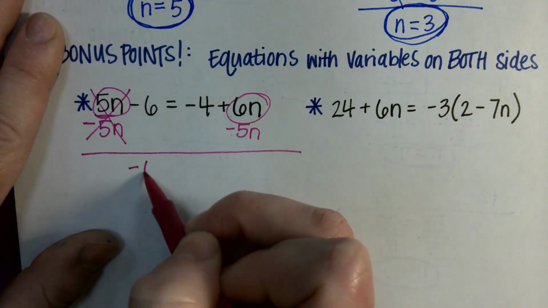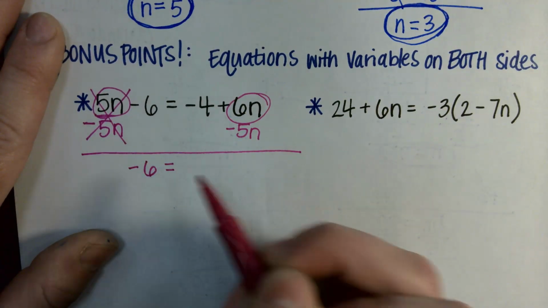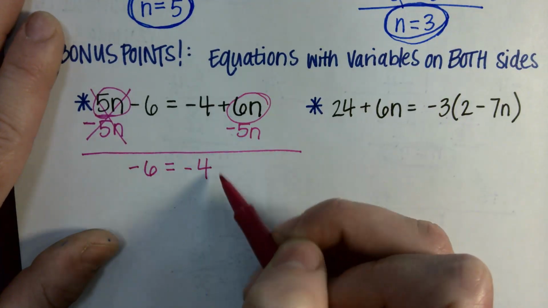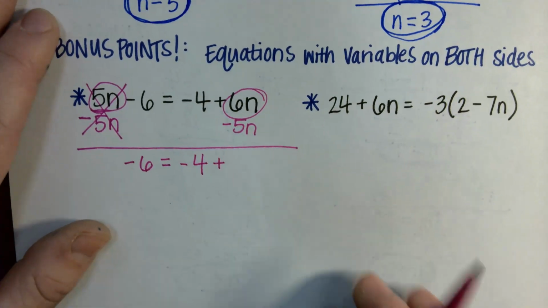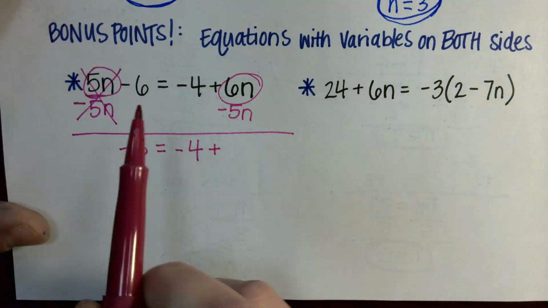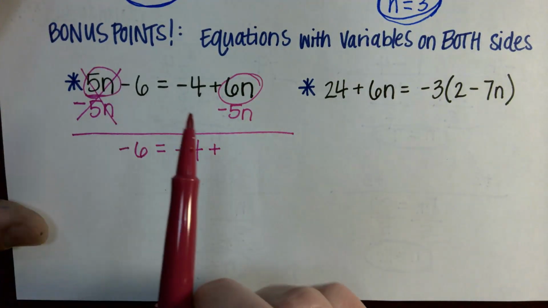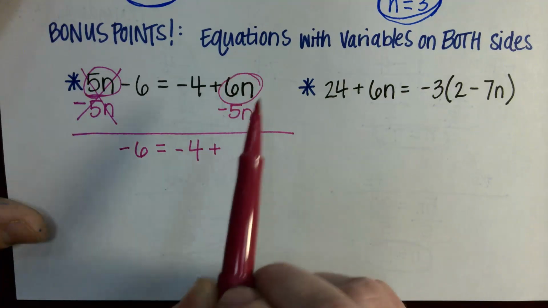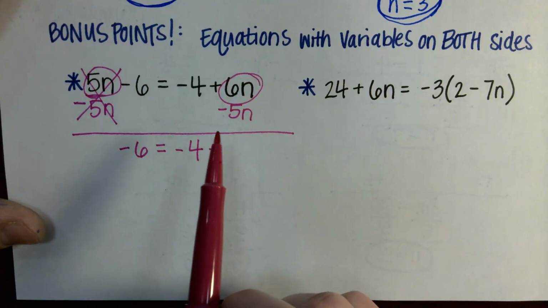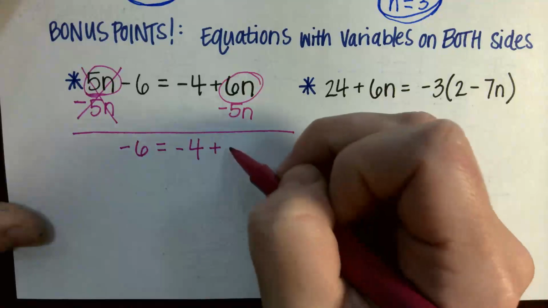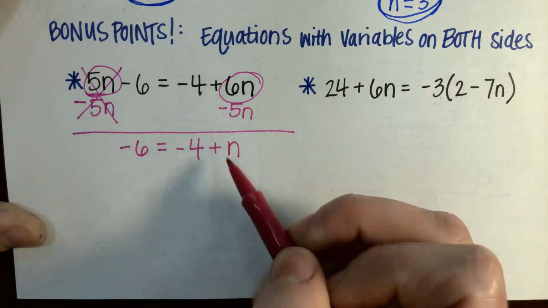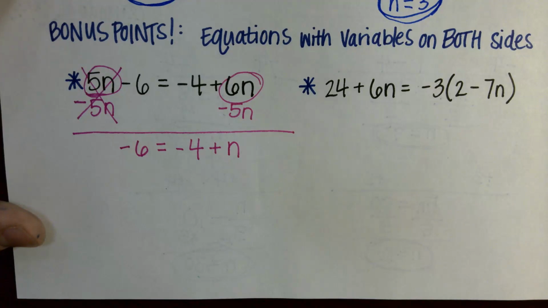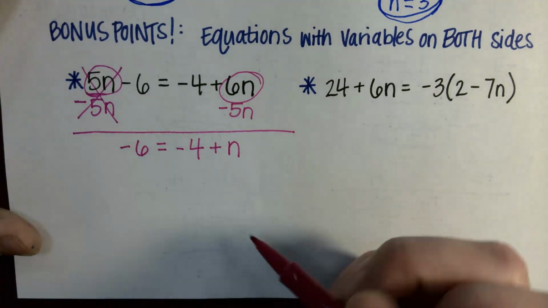Maybe some of y'all already knew that, but I had a few in my first period that were a little confused on that. So I just wanted to mention it to you guys too. Don't lose your signs. So now we have negative 4 plus, what is 6n minus 5n? n. When you have a 1n, just write n so that you know it's done. It's by itself.